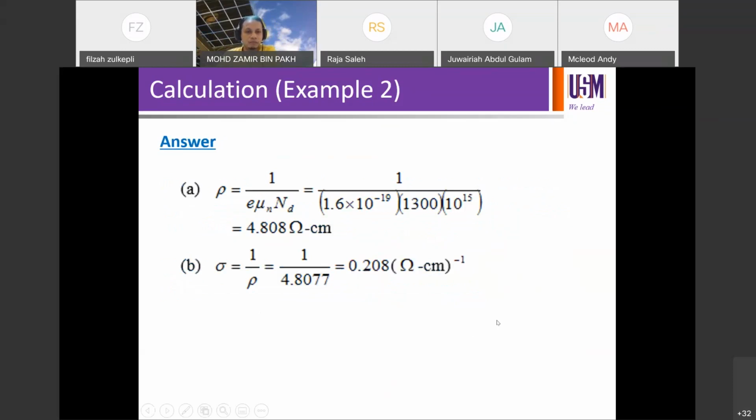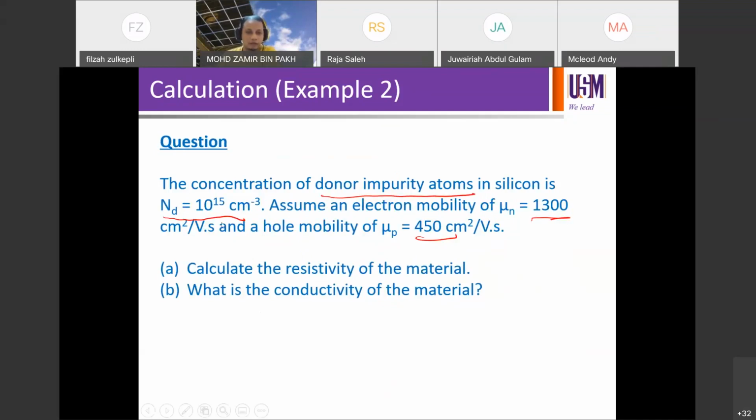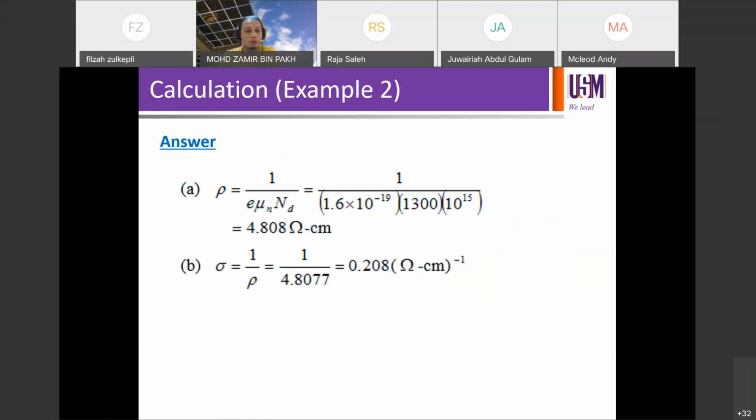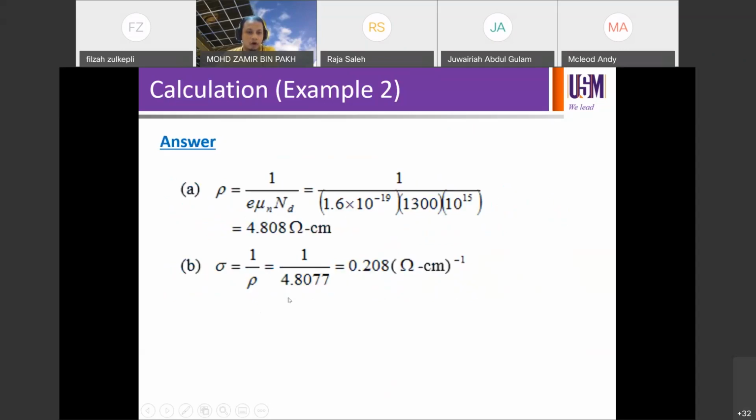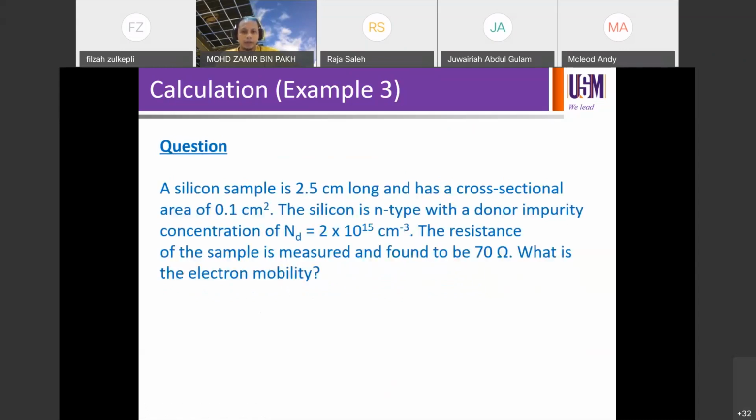So how to do that? Very simple. Resistivity is equal to 1 over conductivity, and the majority carrier in this case is n-type, electrons, 10 to the 15. So you can just omit the hole component. Therefore, conductivity is q times mu n times Nd. Electron charge times 1300 times 10 to the 15. You're going to get 4.81 ohm cm. Leading to the second question, what is the conductivity of the material, which is the inverse of resistivity? 1 over 4.81 equals 0.21 ohm cm to the power of minus 1.